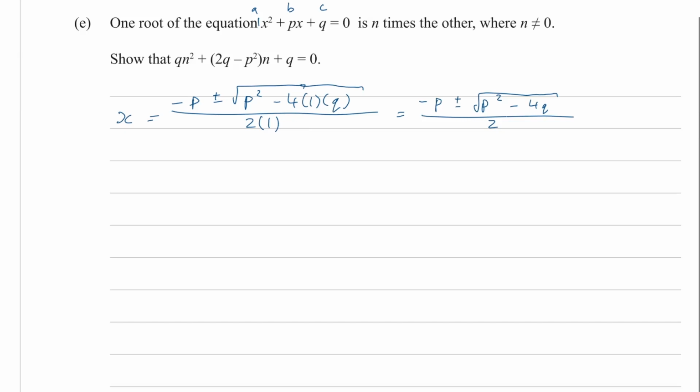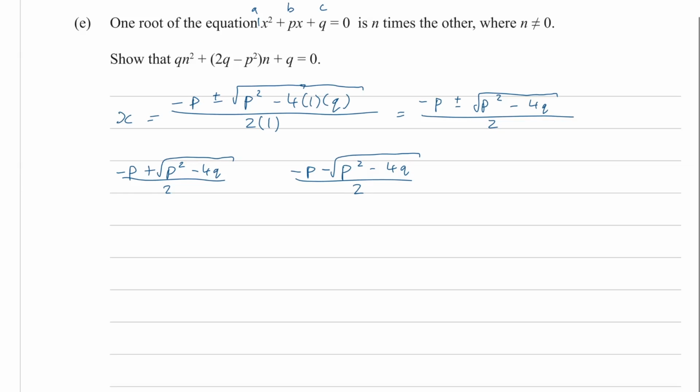So those are our two solutions. And you may be thinking, well, that's only one solution. Well, don't forget plus or minus. So we have one solution as minus p plus the square root of p squared minus 4q over 2, or the other solution, which is minus p minus the square root of p squared minus 4q over 2. Those are our two solutions.